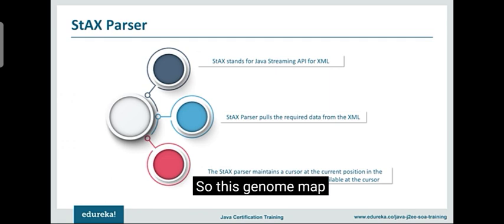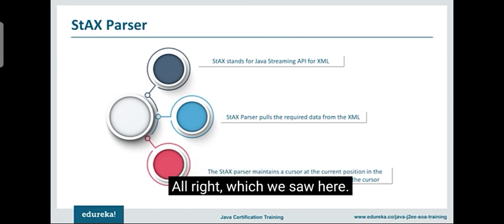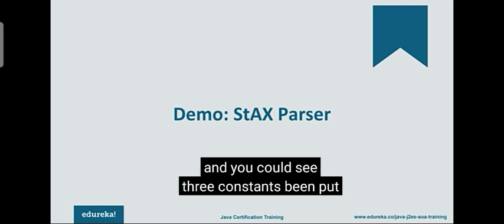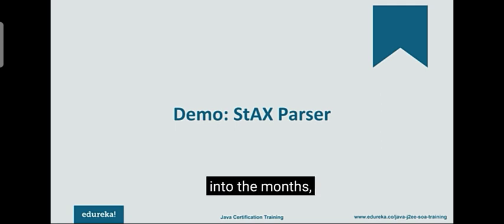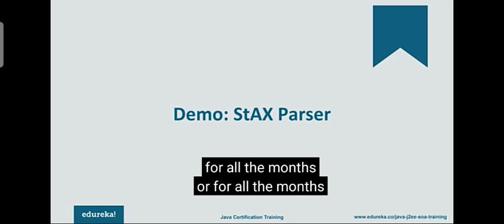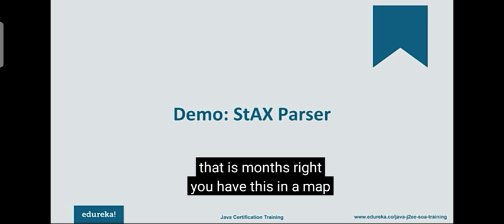All right, so there's enum map. Enum map is a specialized map implementation for enum keys, which we saw. Here we can see that there's an enum, which is nothing but constants, and you could see three constants put into the months, which is Jan, Feb, and March. And you could see there's an enum map created for all the months that you have within your enum, that is months.